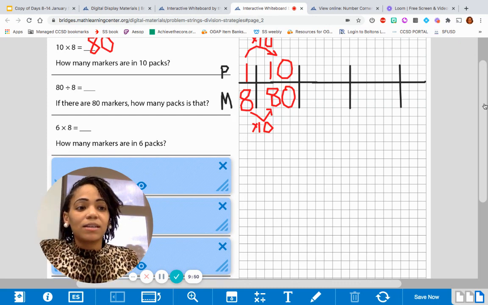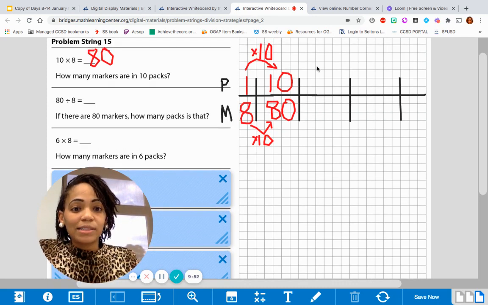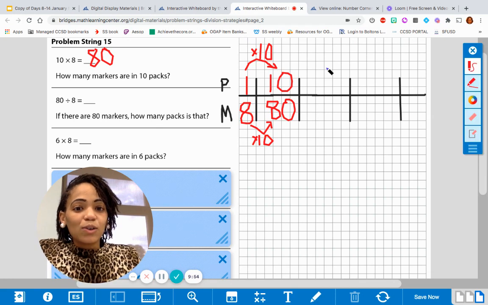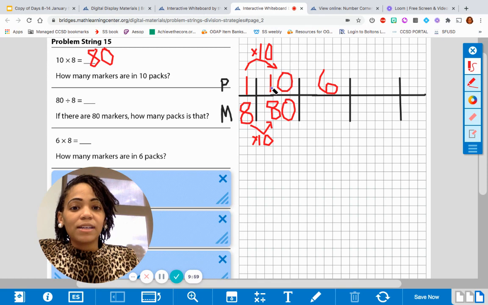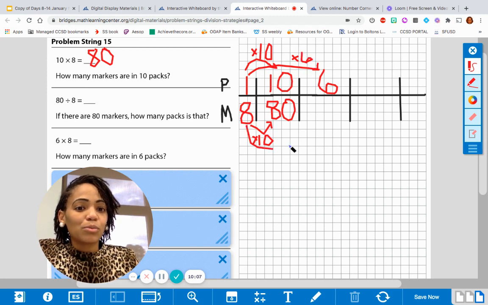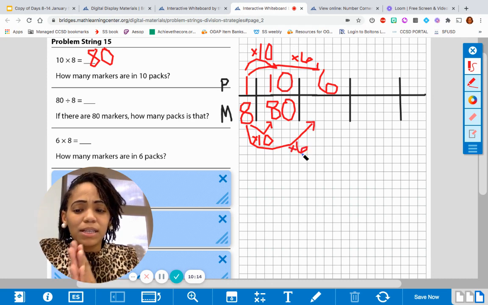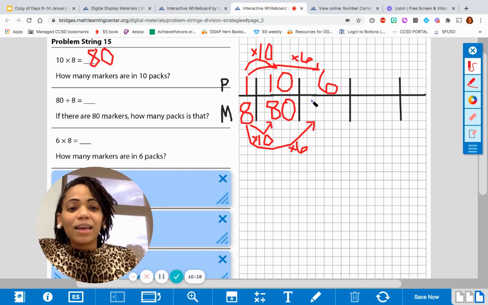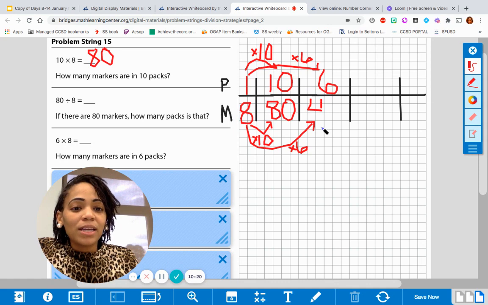6 times 8. Oh, we can do that, and we can use our same ratio table here. So I know I have 6 packs. I want to know how many markers do I have. So this is me multiplying times 6. Really, I don't have to label this because this looks like our original problem. And then I'm multiplying 8 times 6. What is 8 times 6? Oh, I hope that you know 8 times 6. Please tell me you know your multiplication facts. Yes, 8 times 6 is 48.